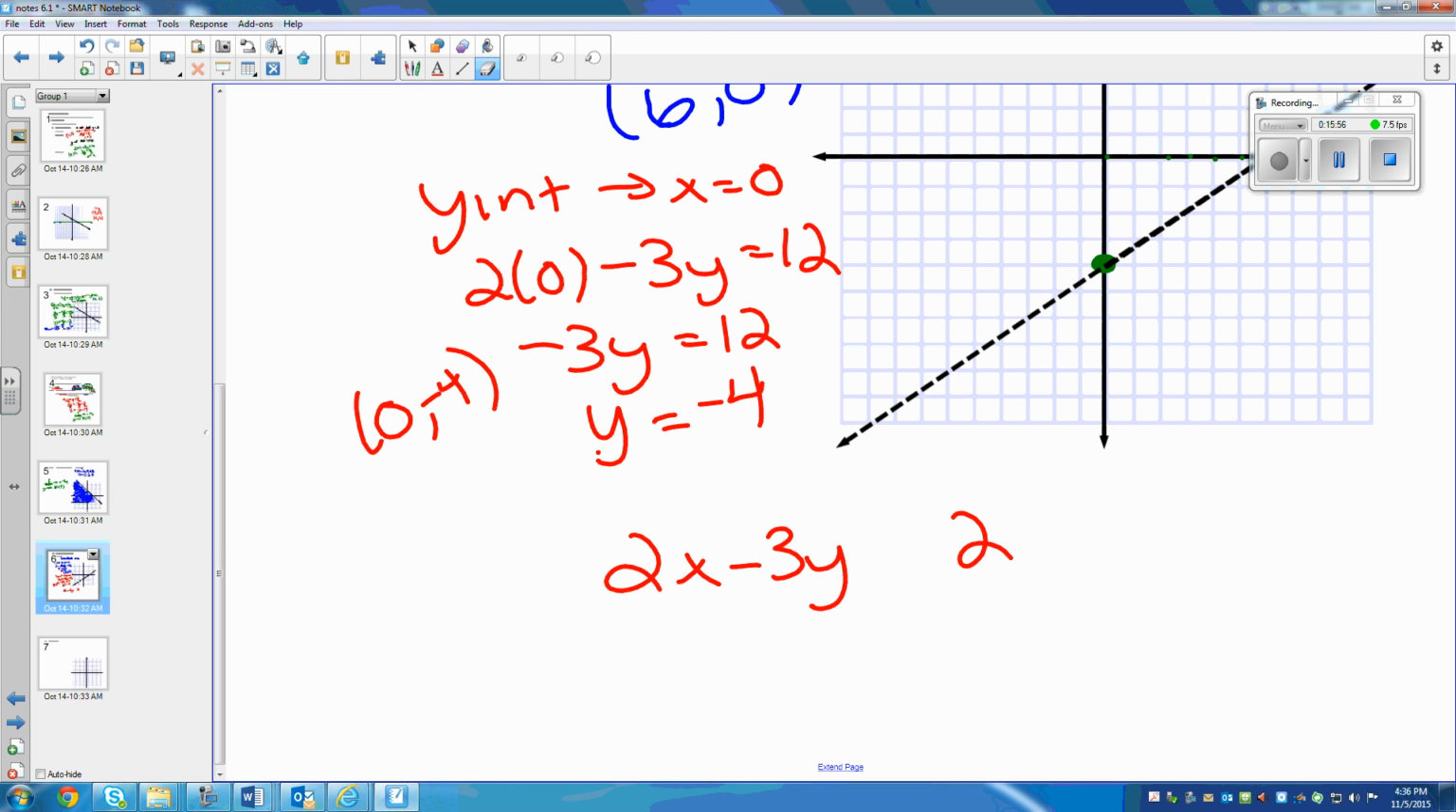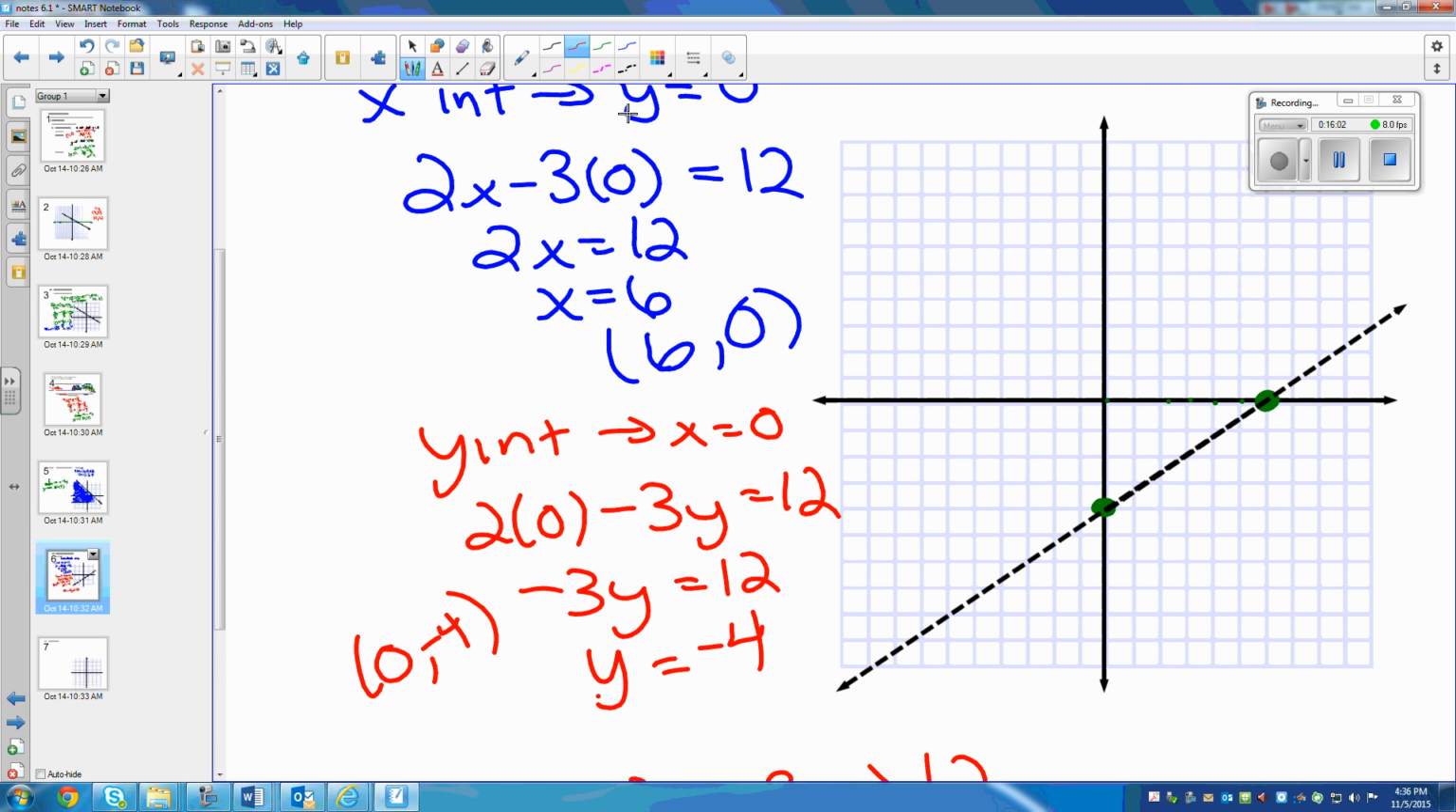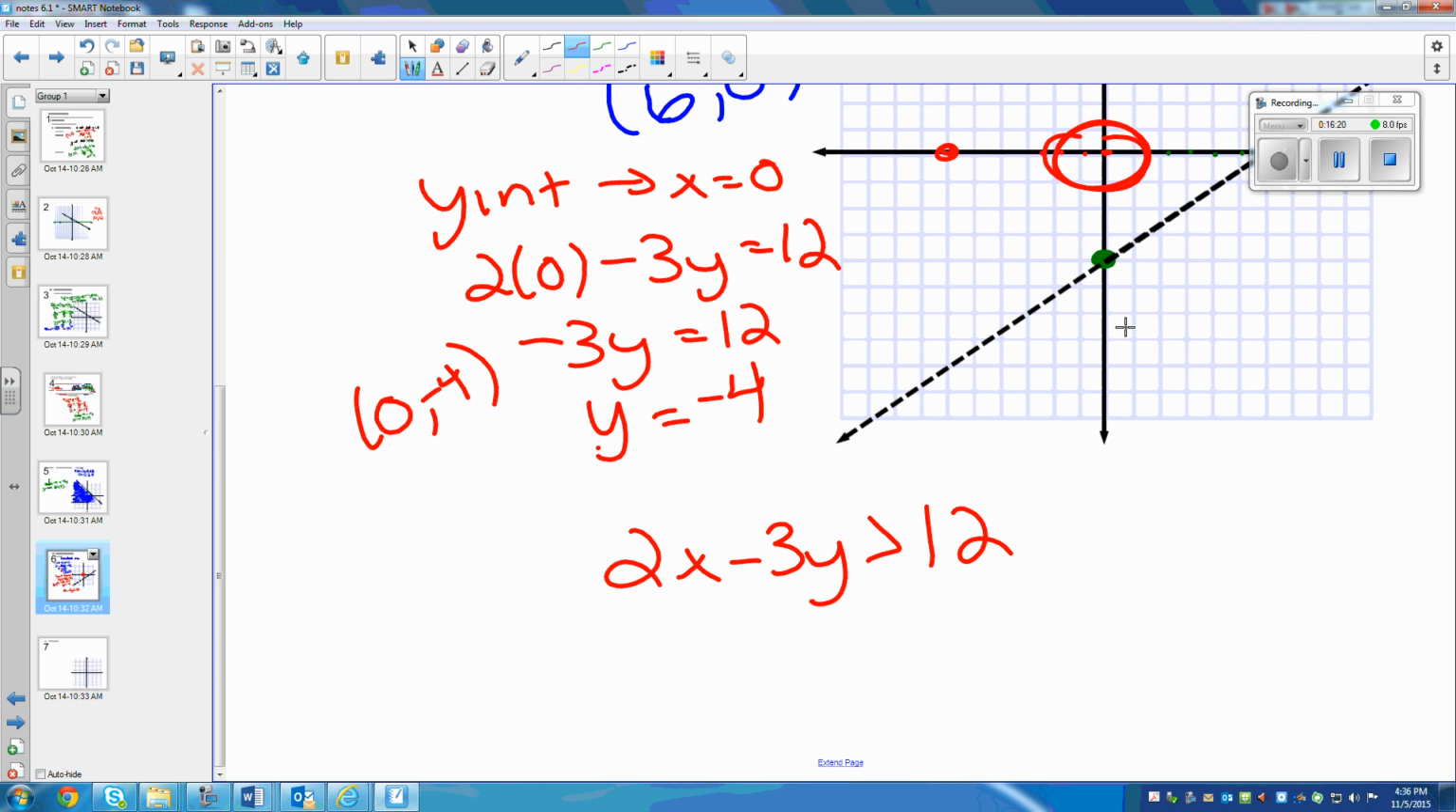So greater than 12. We pick a point that's not on the line. I like 0, 0. It's not on the line. If it is, you actually just have to pick another point. Like 1, 2, 3, 4, 5. Negative 5 comma 0 is another point that's not on the line. Anything actually works, but whenever there's a 0, 0, I always do that one. But if it's on the line, you cannot pick that one.